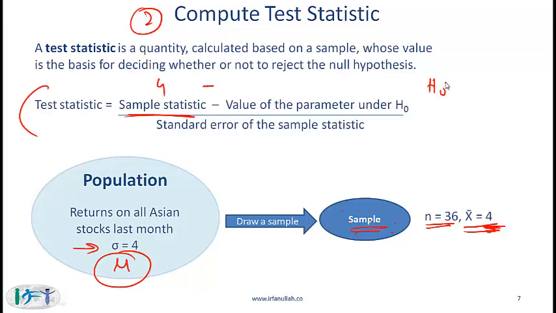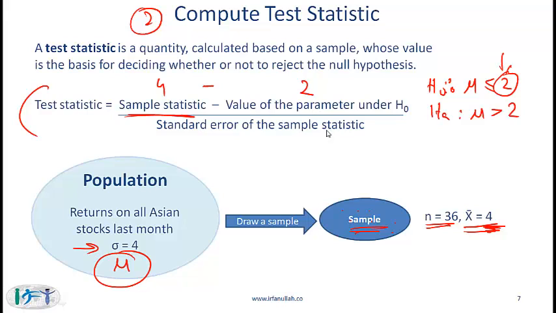We write down our null hypothesis again. Remember, the null hypothesis was that mu is less than or equal to 2 and the alternate was that mu is greater than 2. This number is the hypothesized value, or the value of the parameter under the null hypothesis. So 4 minus 2 divided by the standard error of the sample statistic.